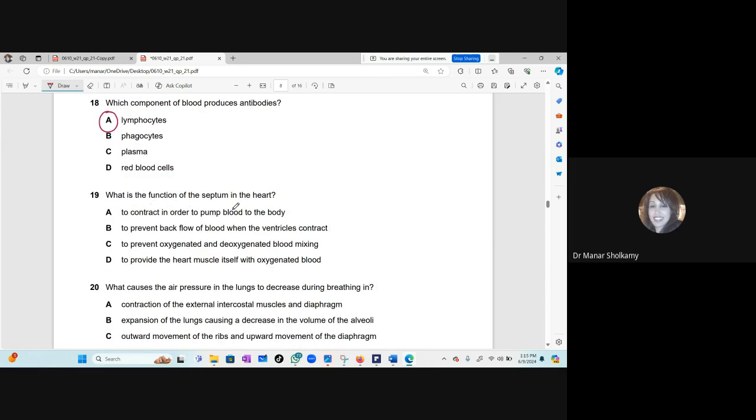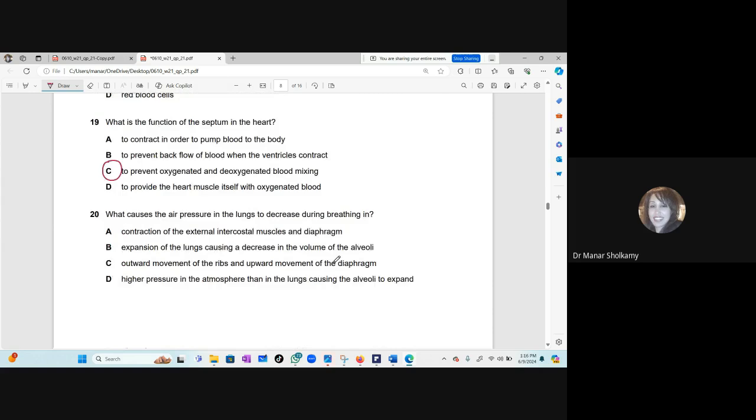To contract in order to pump blood, to prevent backflow of blood, to prevent oxygenated and deoxygenated blood mixing, or to provide the heart muscle itself with oxygenated blood? C. Yes. Now 20. So the easy questions are finished.